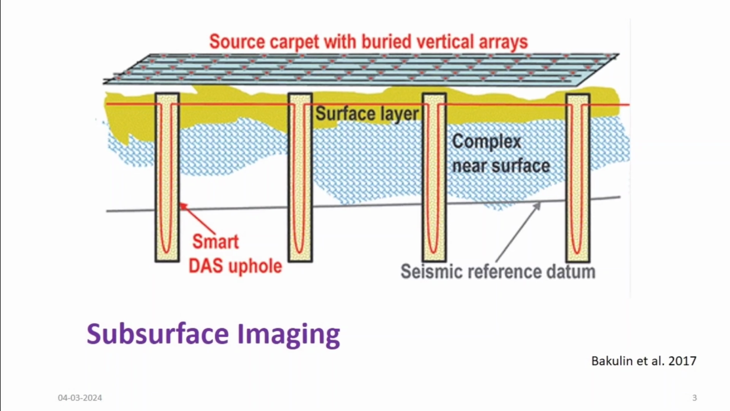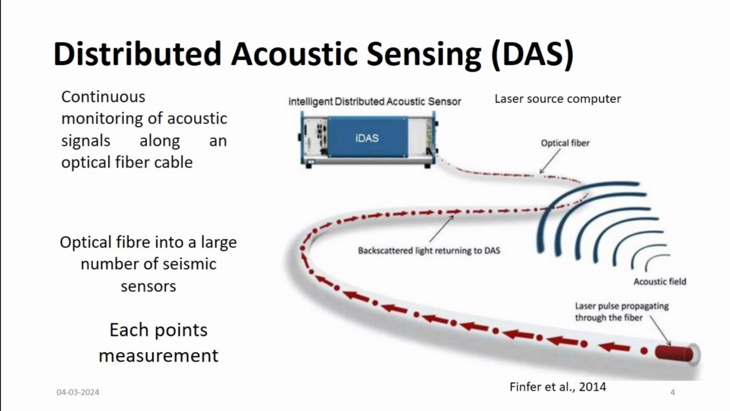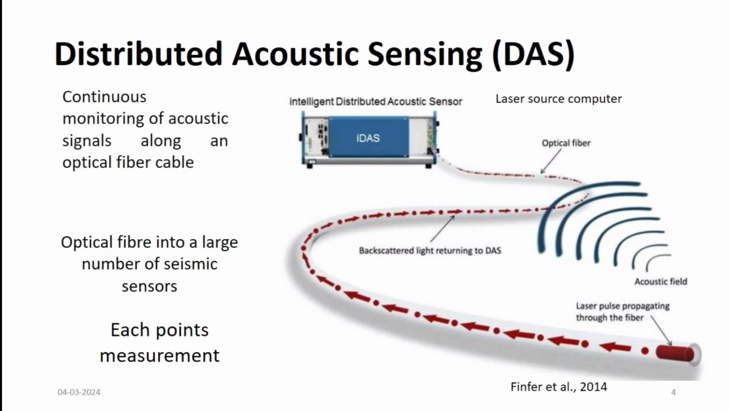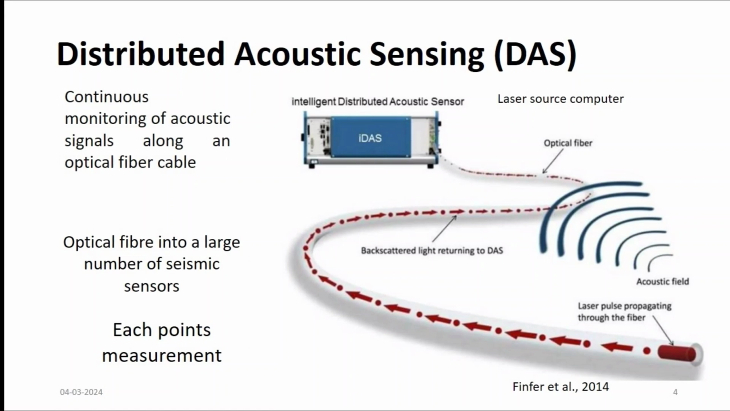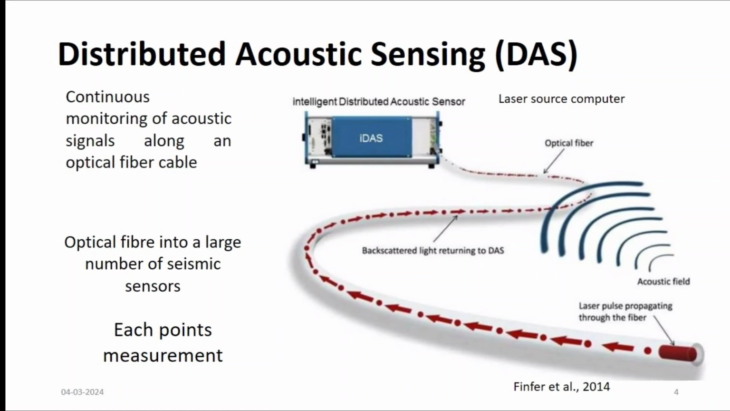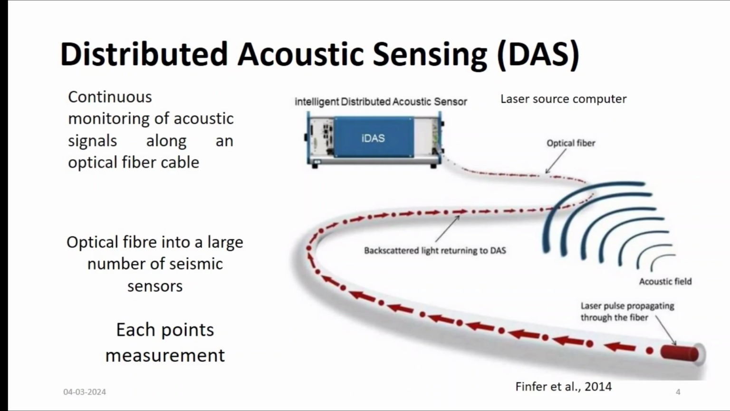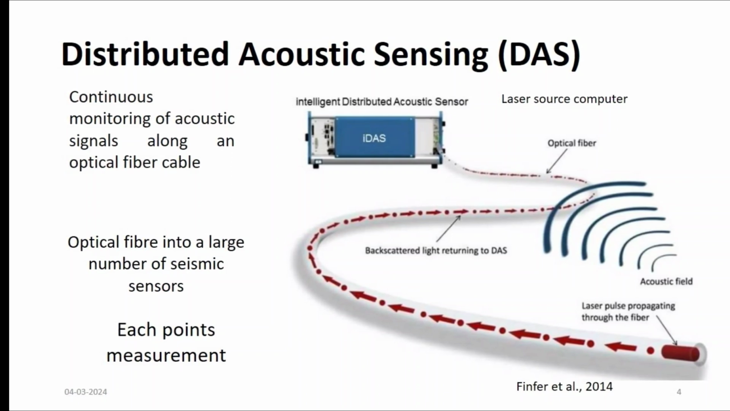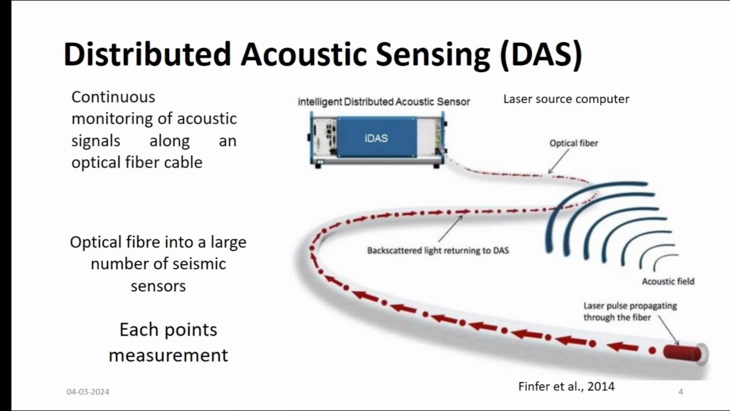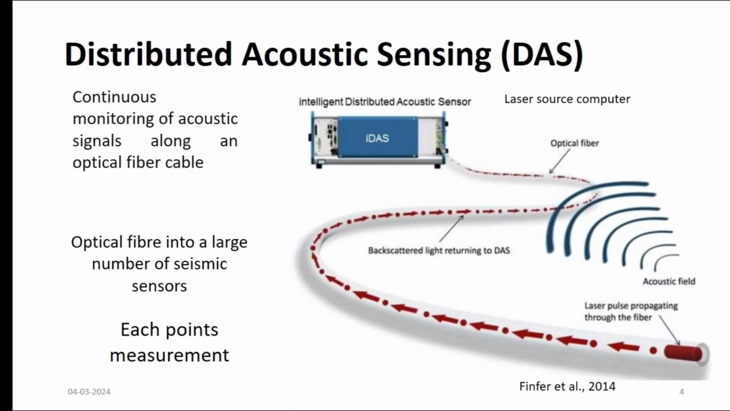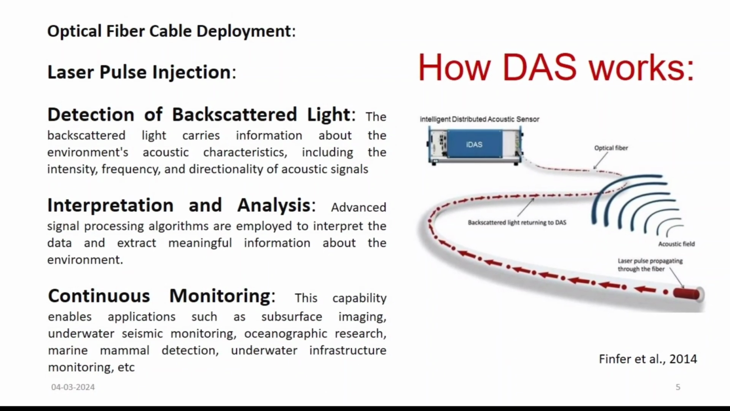along the depth as well as the horizontal direction. As I have mentioned, in DAS the optical fibers are used, which is a continuous monitoring source of acoustic signal flowing through it. This optical fiber is used as a large number of seismic sensors to record the wave field. This distributed acoustic sensing technique works in 4 stages.